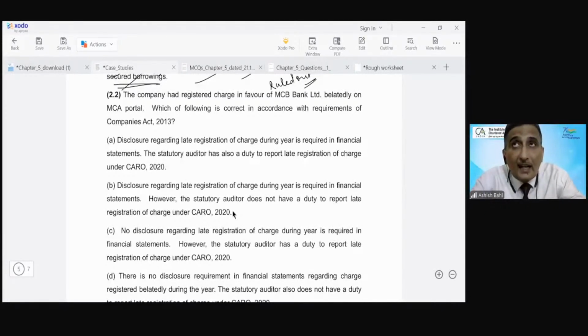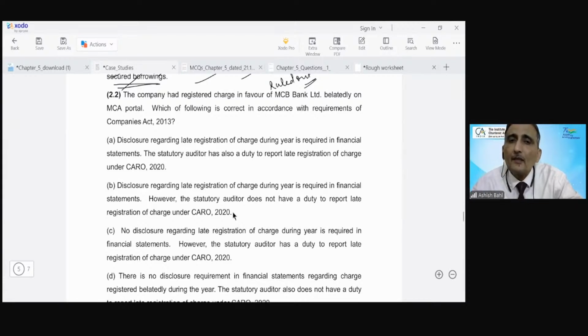So we had read in chapter 5 that where charge has not been registered or satisfied, then it has to be disclosed. But here the form has been filed, the charge has been registered, but the form has been filed late, probably by paying some additional fees.